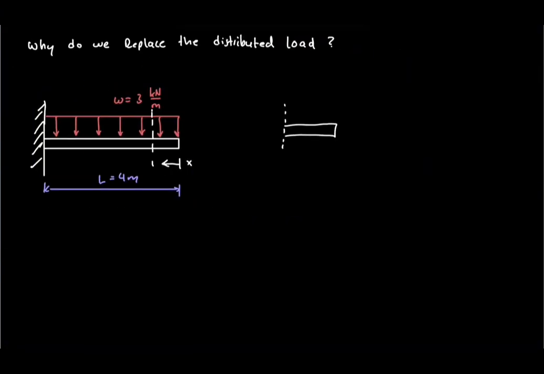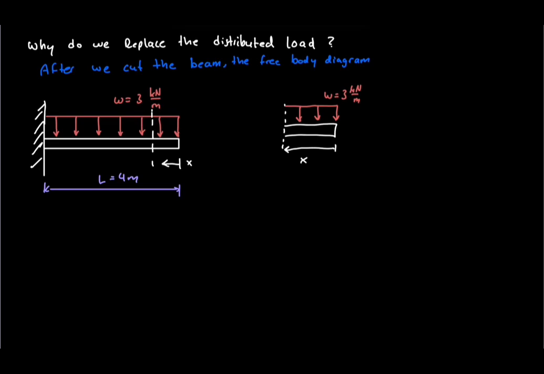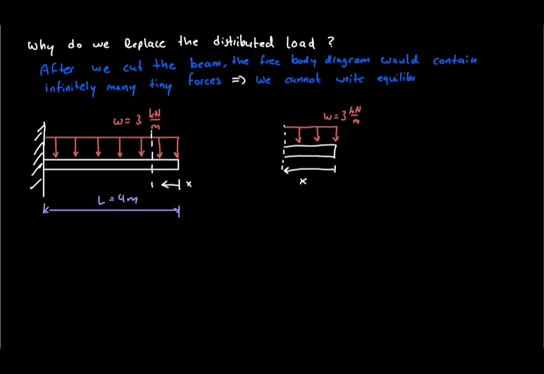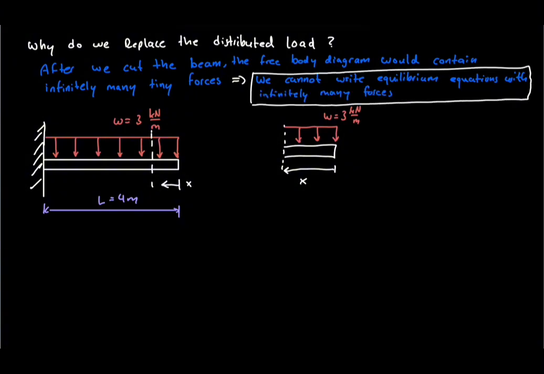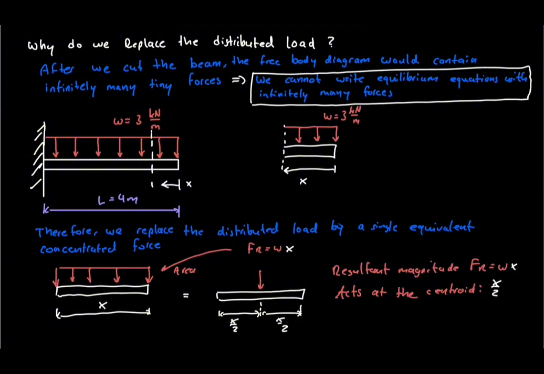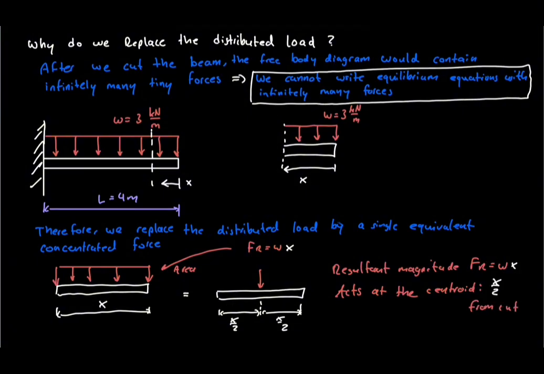After we cut the beam, the isolated free body would contain infinitely many tiny load forces. We could, in principle, add all of them individually, but that would make the equilibrium equations unnecessarily complicated. Instead, we replace the distributed load with one equivalent concentrated force. Equivalent means that the concentrated force has the same total force and produces the same moment as the original distributed load.